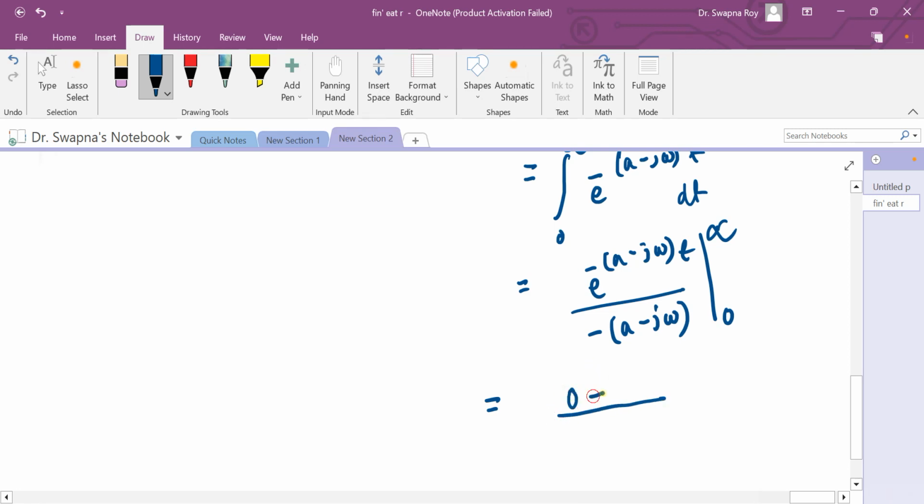Is equal to 0 minus e to the power, when I put t is equal to 0, e to the power 0 is equal to 1. So 0 minus 1 by minus a minus j omega. Minus minus cancel, this is equal to 1 by a minus j omega. So this is the Fourier transform of the function e to the power minus at into u(t).